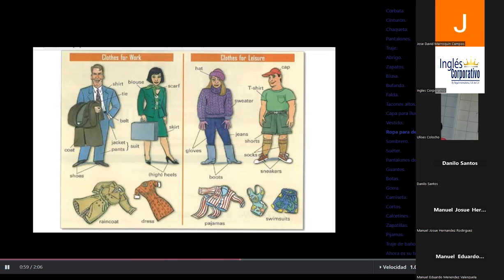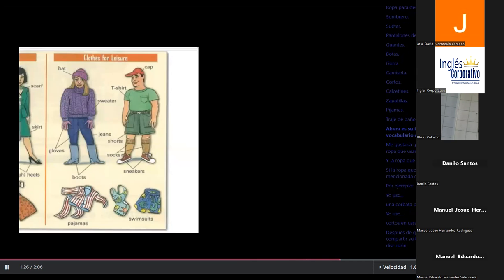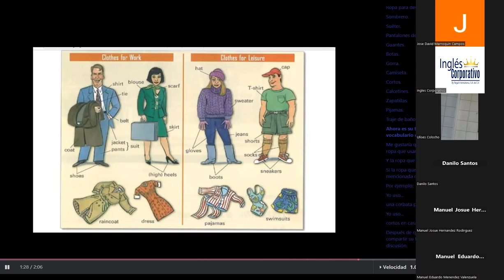Clothes for leisure. Hat, sweater, jeans, gloves, boots, cap, t-shirt, shorts, socks, sneakers, pajamas, swimsuits.